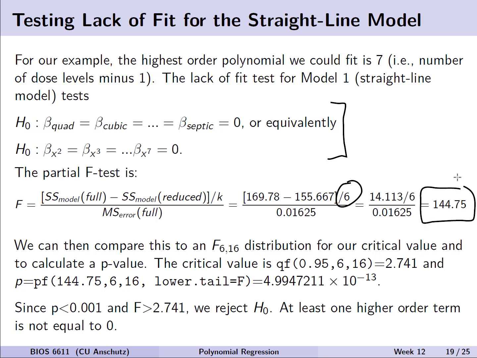And we see that we get a statistic of 144.75. We can then compare this to the F distribution with 6 and 16 degrees of freedom, based on our given data set and the model we fit, to get a critical value and a p-value. In this case, the critical value will be 2.741 and our p-value will be extremely, extremely small. Since p is less than 0.001 and f is greater than 2.741, we would reject the null hypothesis pretty resoundingly. In this case, at least one higher order term is probably not equal to 0, based on this lack of fit that we've described with our partial f-test.